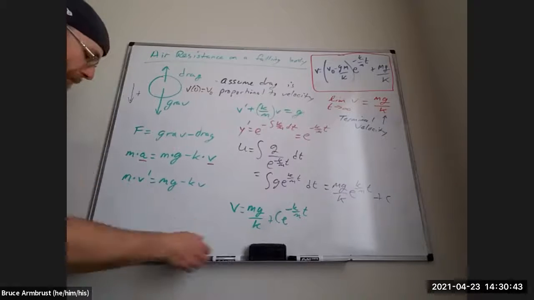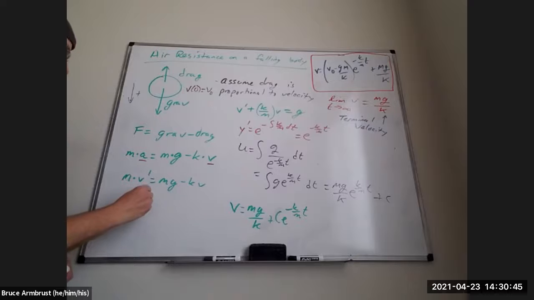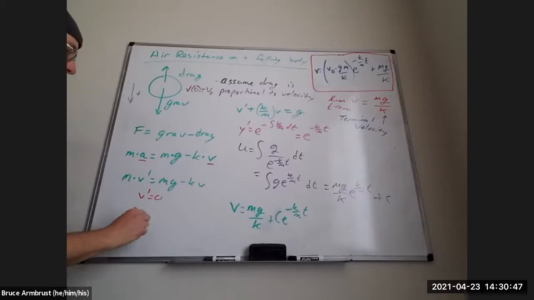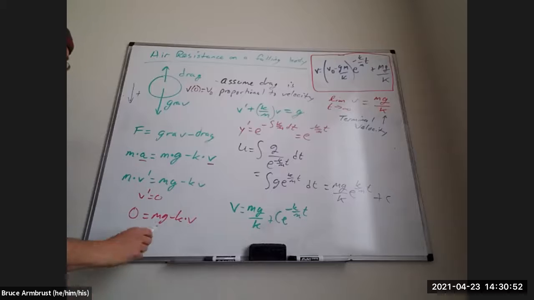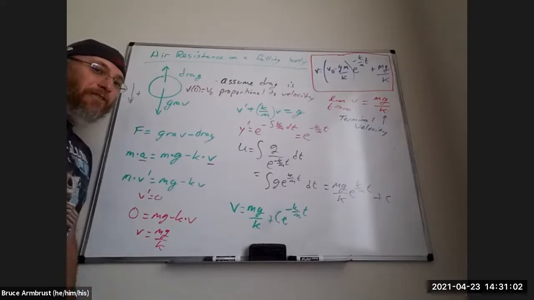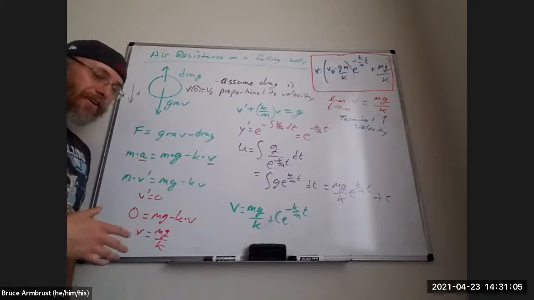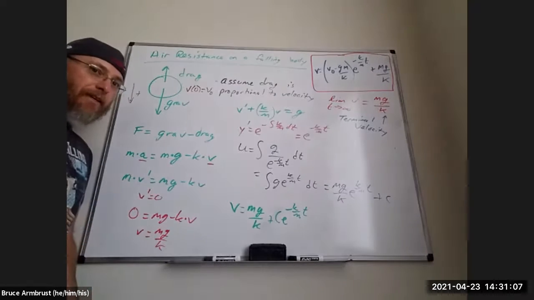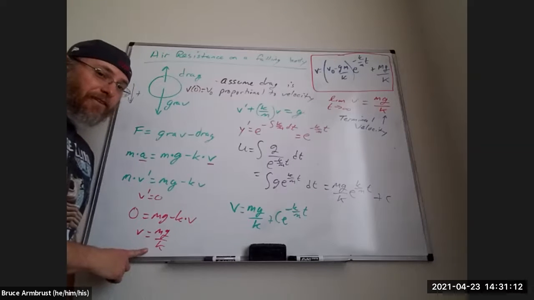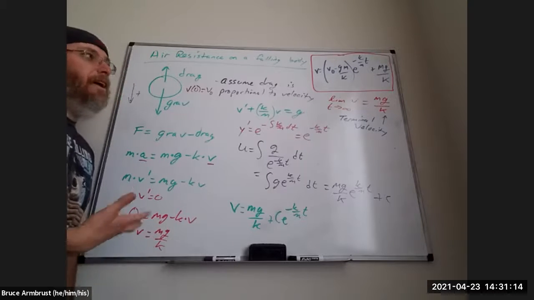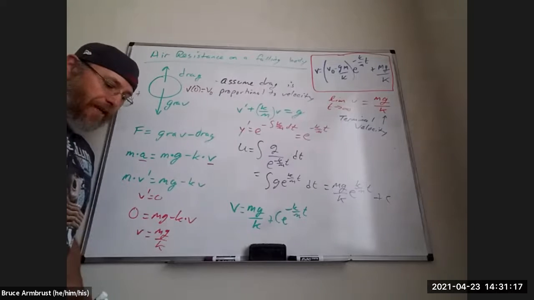Okay, well, remember this equation right here? What if we let V prime equal zero? So you get zero equals mg minus k times V. What do you get if you solve that for V? mg over k. So if all you're looking for is terminal velocity, you don't actually care what the formula is for velocity. You can get your terminal velocity much faster. All right, but we probably actually do care about velocity.